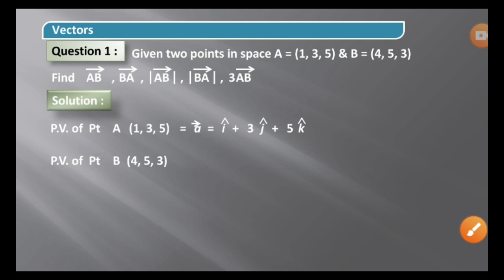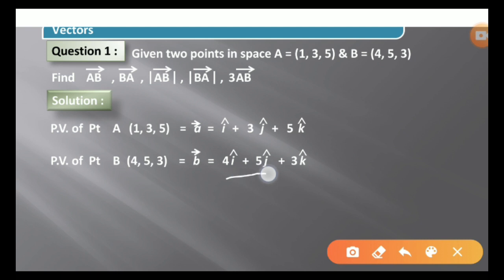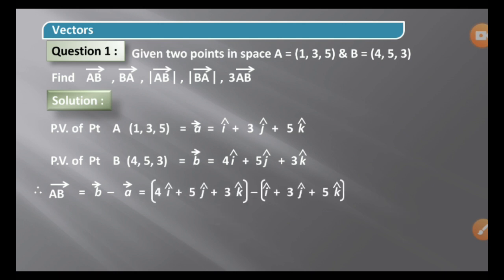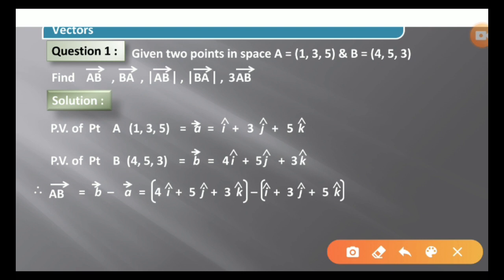Now, the position vector of the point B, by using the coordinates of B, which are 4, 5, 3, can be taken as small b vector, and it is written as 4i plus 5j plus 3k. Therefore, the AB vector will be vector B minus vector A. On subtraction of these two vectors, we will have 4i plus 5j plus 3k minus, in the bracket, i plus 3j plus 5k.